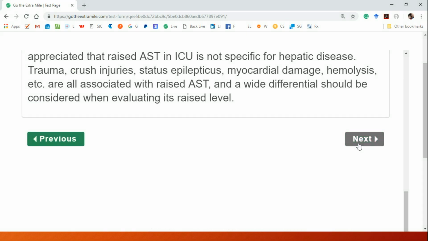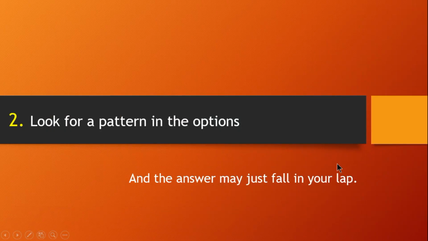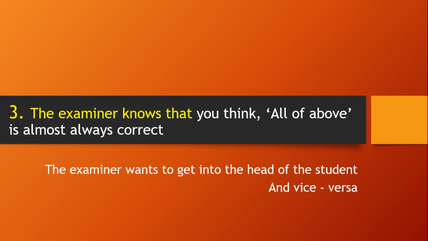Now for the next question, I would like you to think like an examiner. An examiner knows that you think "all of the above" is almost always correct. I have very often clicked "all of the above" when I don't know the options very well, but if the examiner knows that is how I am thinking, they may carefully lay a trap for you.